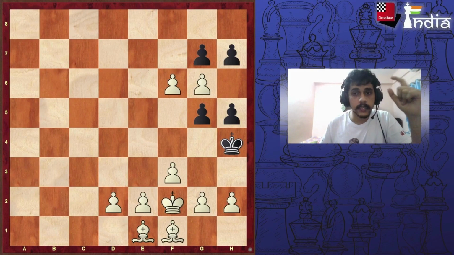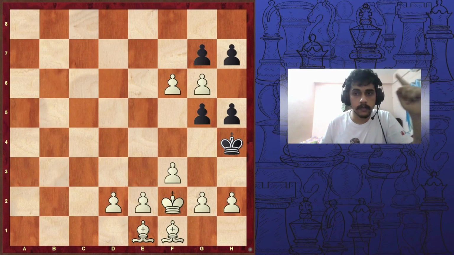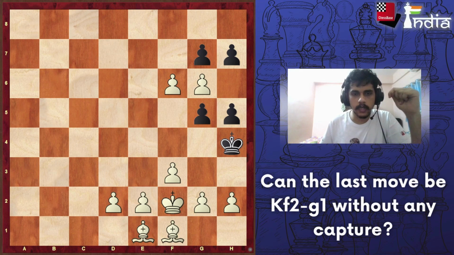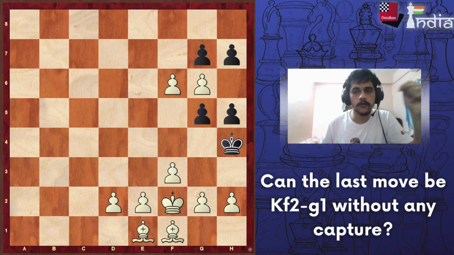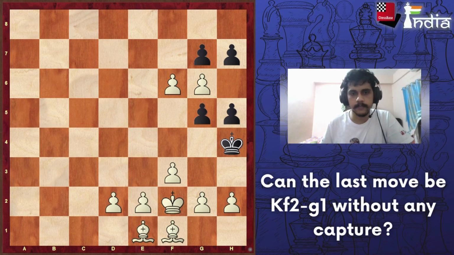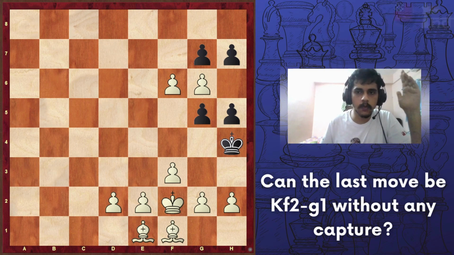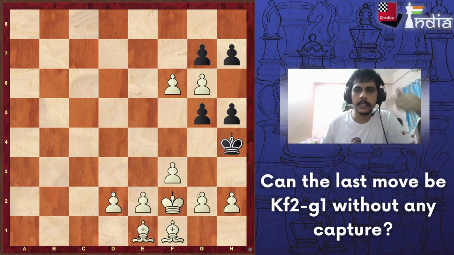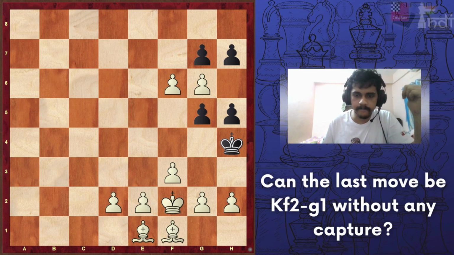So now we investigate the very first case of our puzzle. What if the last move played by white was a simple king f2 to g1 without any capture? So the king, a move ago, was on f2 and the square g1 was vacant. And here the king moved from f2 to g1 and checkmated the black king. But is this situation possible?